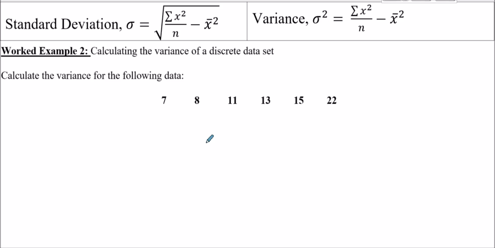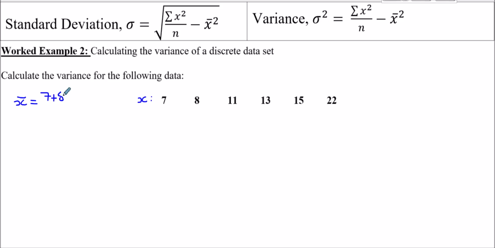So worked example 2. We're going to calculate this time the variance of this data set. First of all, I'm going to do it manually. So these are our data points, x. We may as well work out the mean first of all. So the mean, we add them all together.